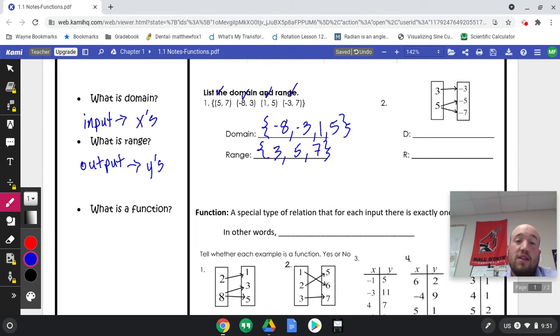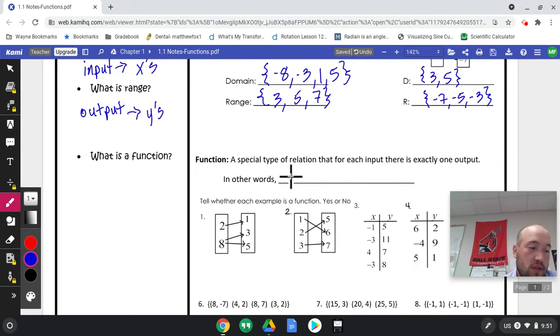So that's saying for our x value, we could have one of these four. For our y value, we know it's one of these three. That's always the case. Number 2, our domain is 3, 5. There's only two possibilities for our x, or our input. Meanwhile, our range is -7, -5, -3.